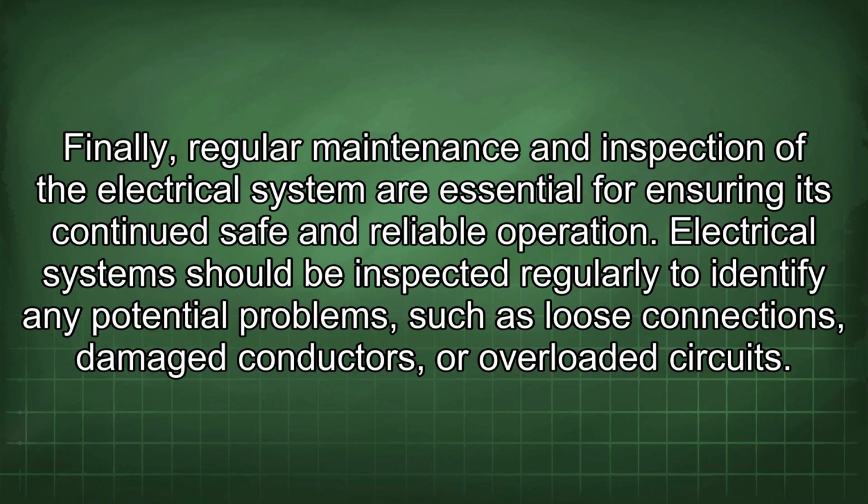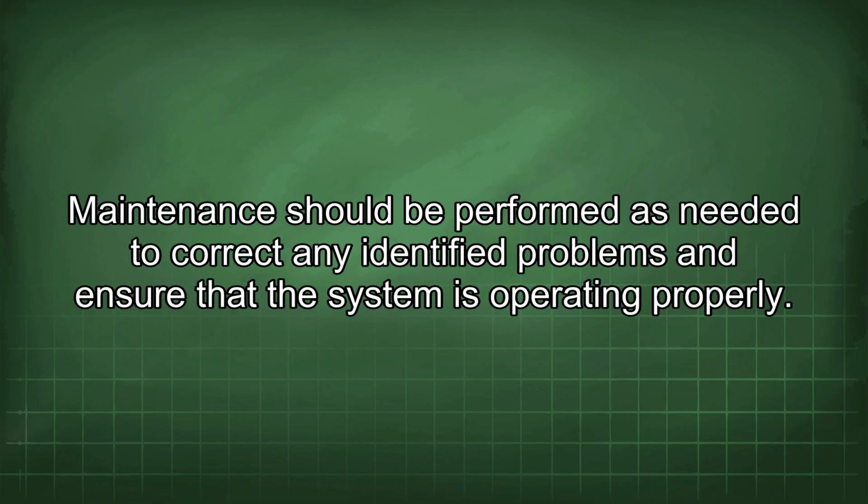Finally, regular maintenance and inspection of the electrical system are essential for ensuring its continued safe and reliable operation. Electrical systems should be inspected regularly to identify any potential problems such as loose connections, damaged conductors, or overloaded circuits. Maintenance should be performed as needed to correct any identified problems and ensure that the system is operating properly.